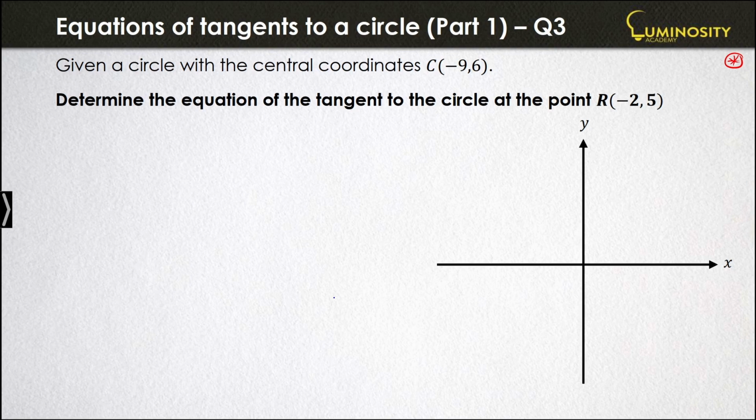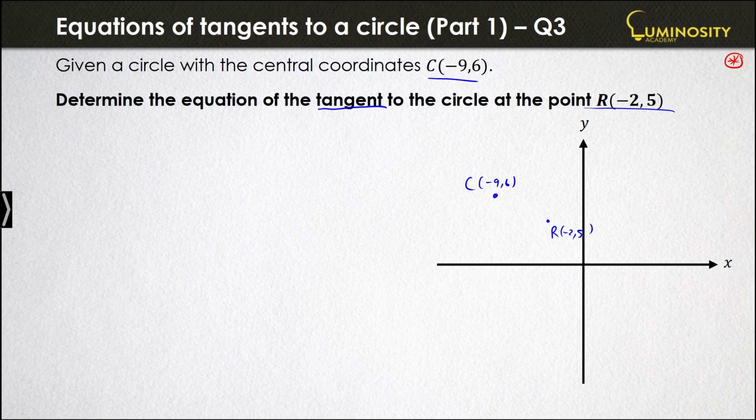We're given a circle with the central coordinates C being (-9, 6), and we want to determine the equation of the tangent to the circle at the point R, which is (-2, 5). So we know that the center C is over here, (-9, 6), and we've also got another point on the circle, which is R, (-2, 5).